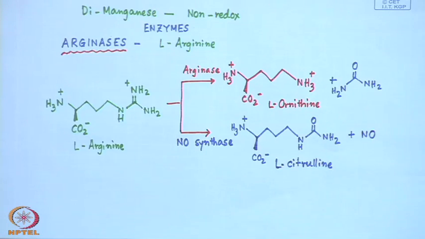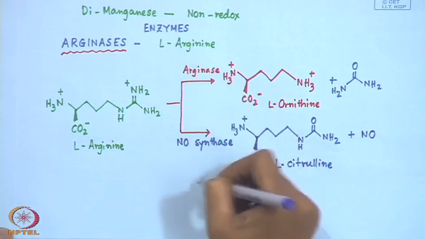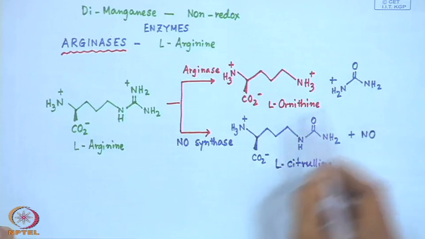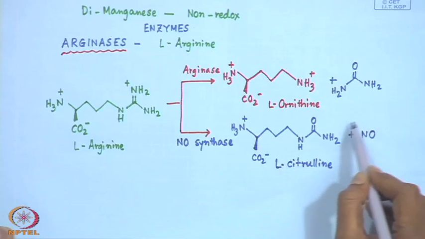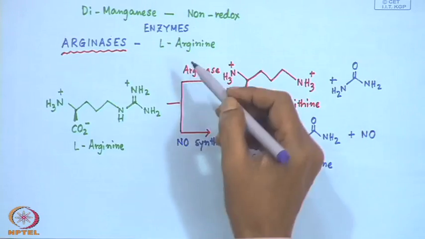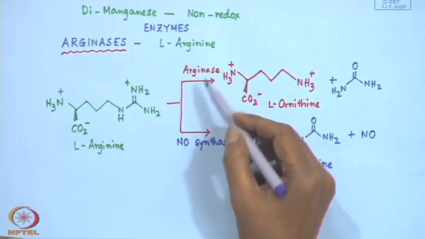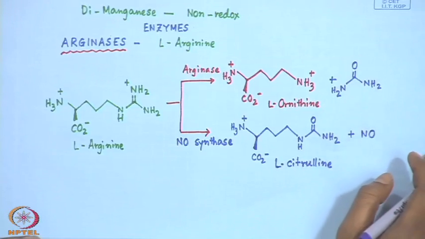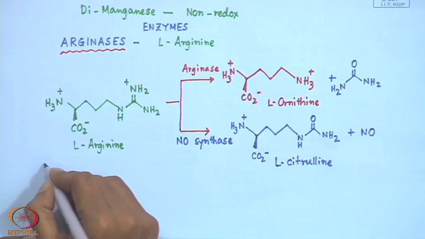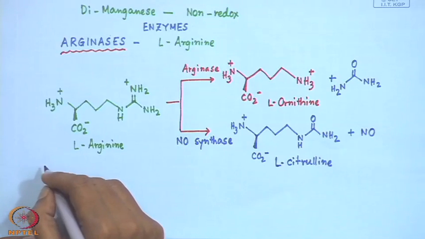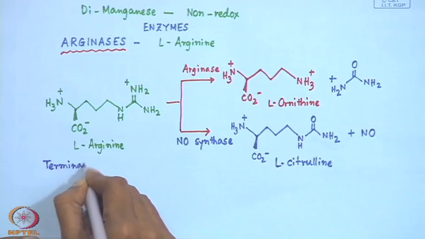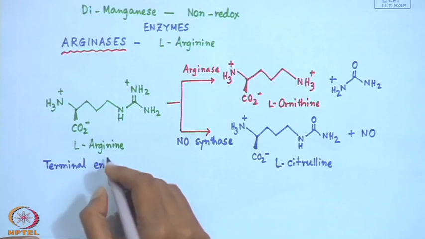So, these two enzymes basically go for competition. Why we are talking? So, this is one pathway where you can produce urea. This is another pathway where you produce the NO molecule. So, if these two enzymes can compete for this particular substrate, you never know how much urea you will have, because we want to release this urea, because in mammals one such case, that is the arginase is the terminal enzyme in urea cycle.